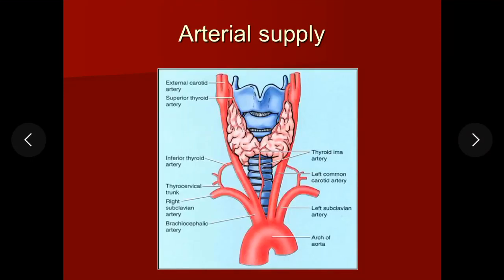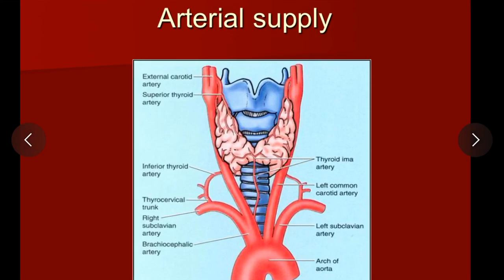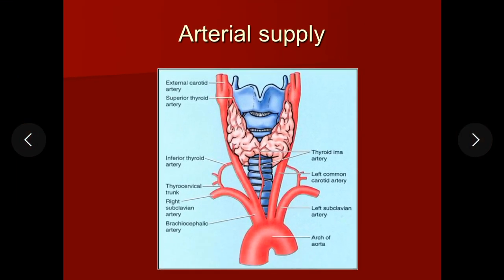We are continuing with the arterial supply of the thyroid gland. You already know the thyroid gland has two lateral lobes and an isthmus. Can you name the main arteries supplying the thyroid gland? One is the superior thyroid artery, related to the upper pole, and related to the lower pole you have the inferior thyroid artery. So these are the two main arteries.